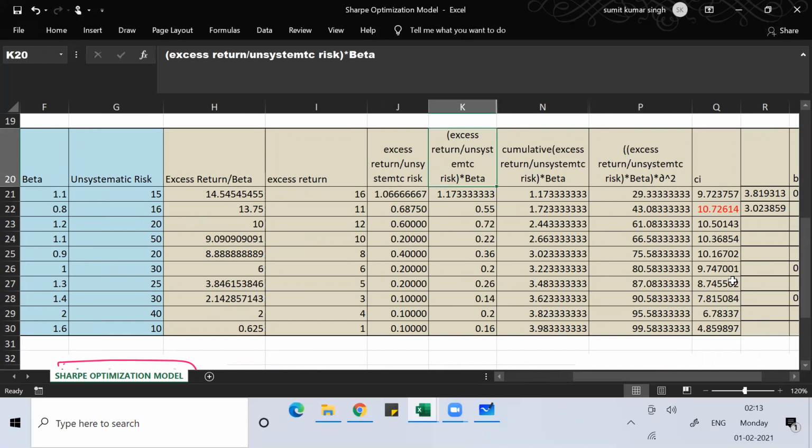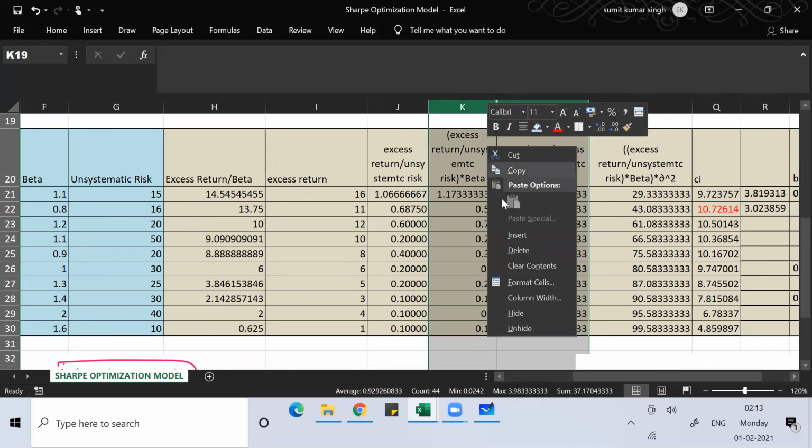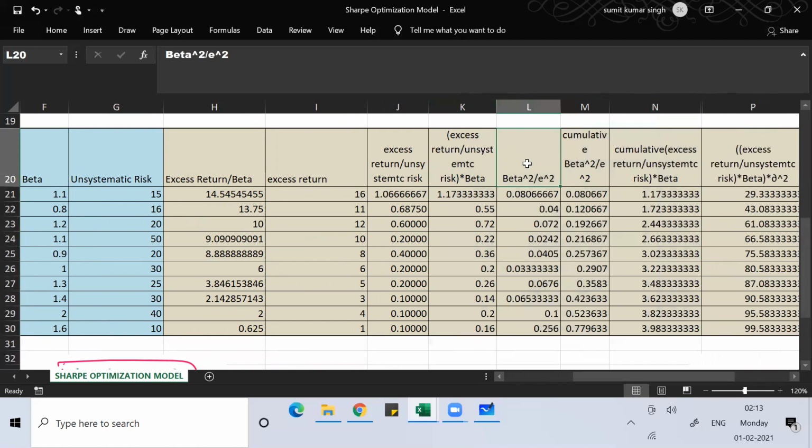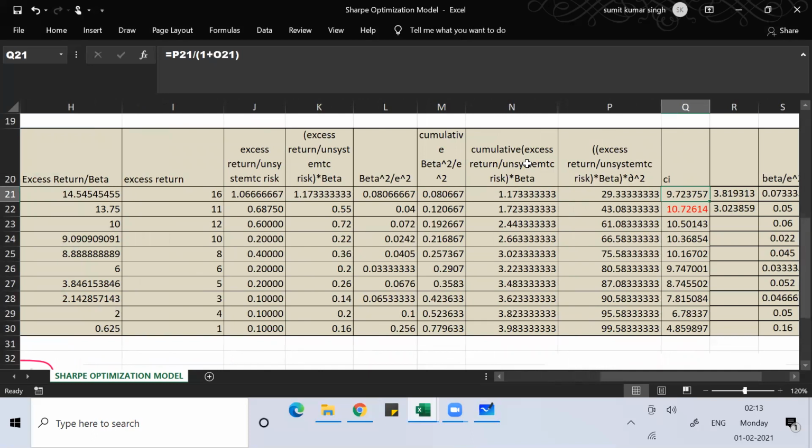Similarly, I have to prepare my denominator, in columns G, H, I, J, K, L. For the denominator, I need to find the beta square by unsystematic risk, and then find the cumulative value of that. You can see I have found the cumulative of beta square by unsystematic risk. That cumulative value I'll multiply with the variance of the market, and then I'll add one.